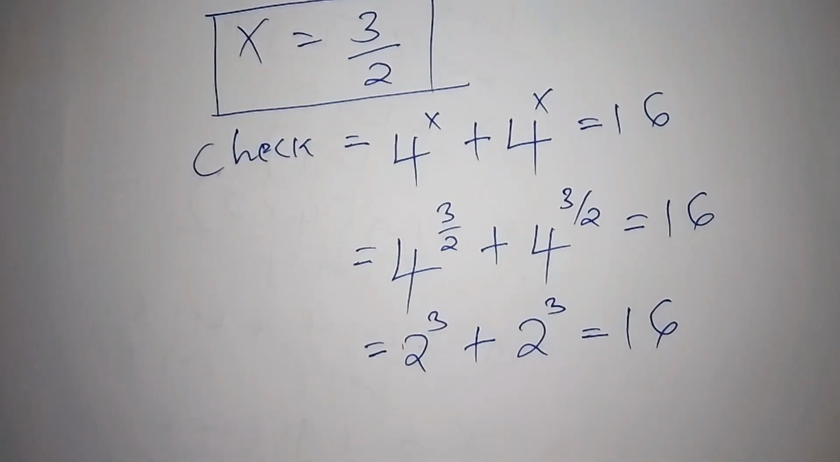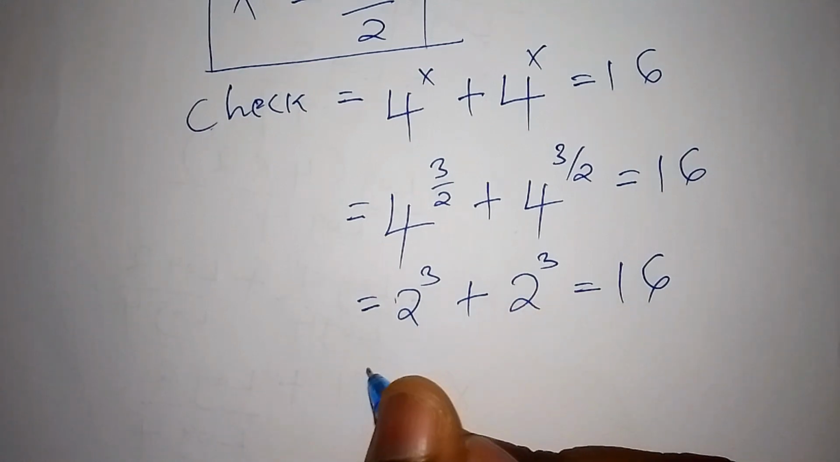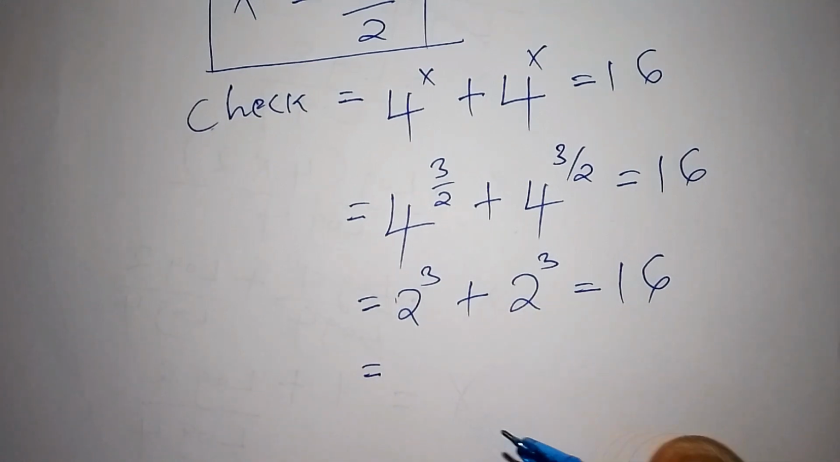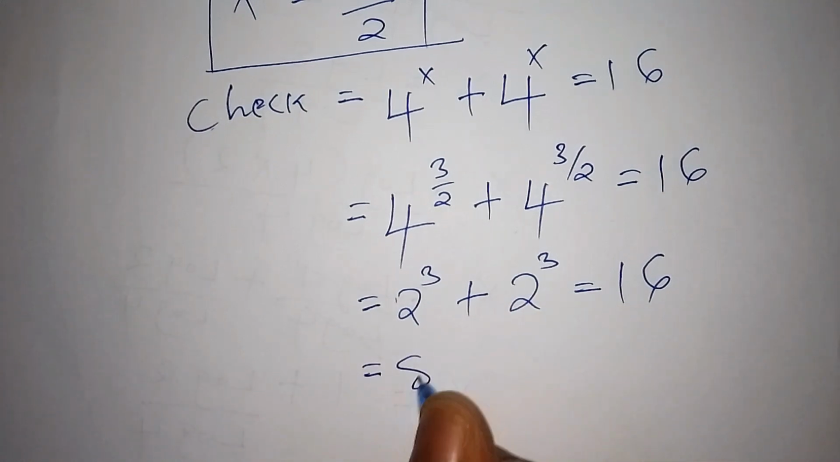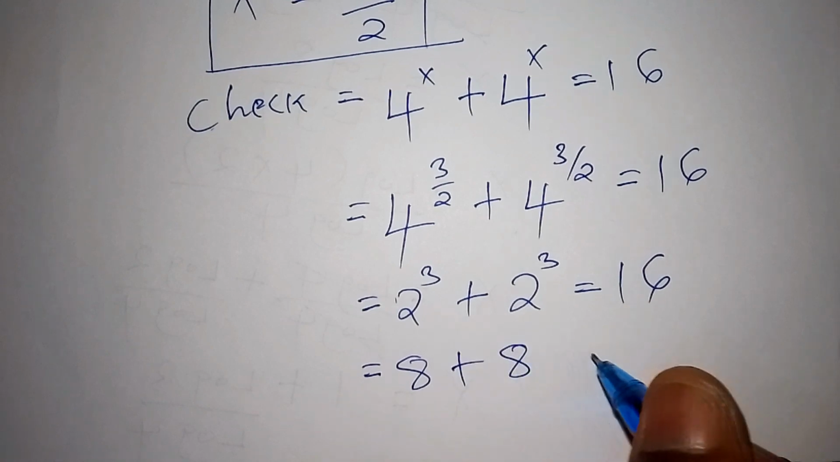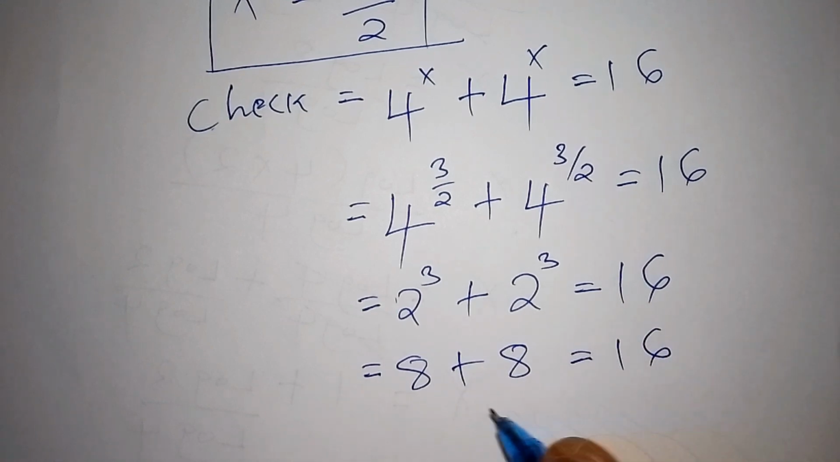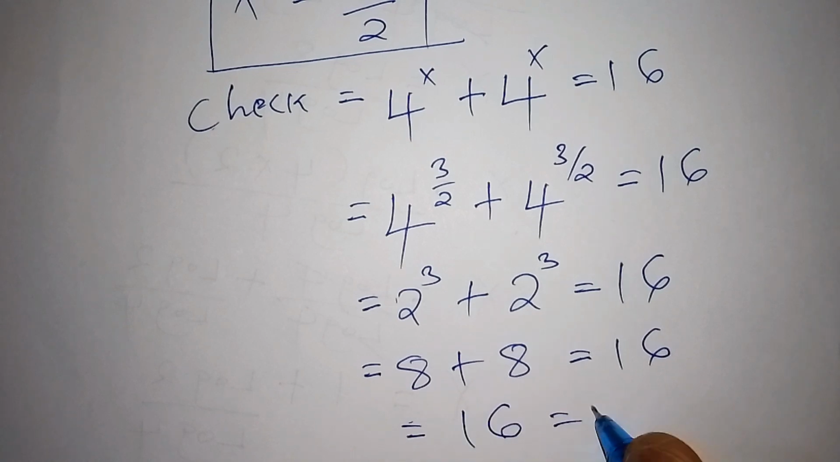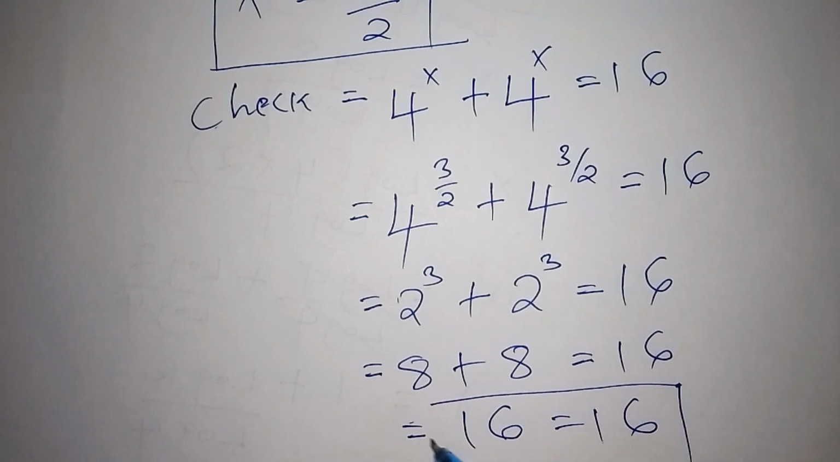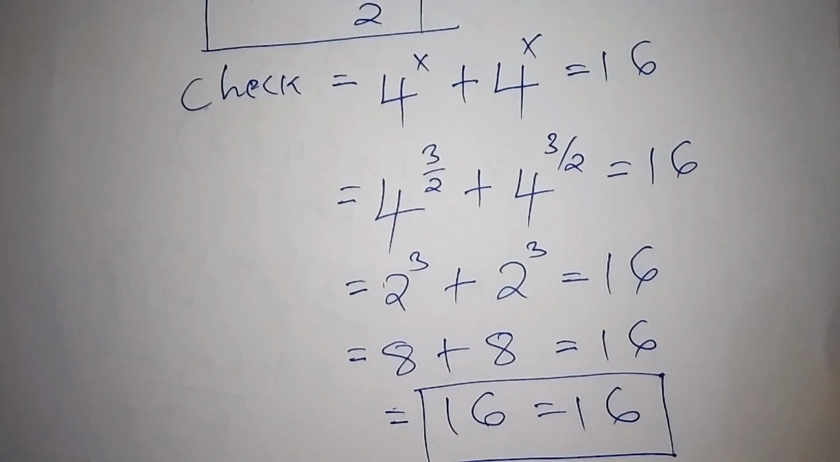So 2 to the power of 3 means that you multiply 2 times 2 times 2, which is 8. Then 8 plus 8 is equal to 16. So 8 plus 8 is 16, meaning that 16 is equal to 16. So you find that these two are the same, meaning that our answer is finally correct.